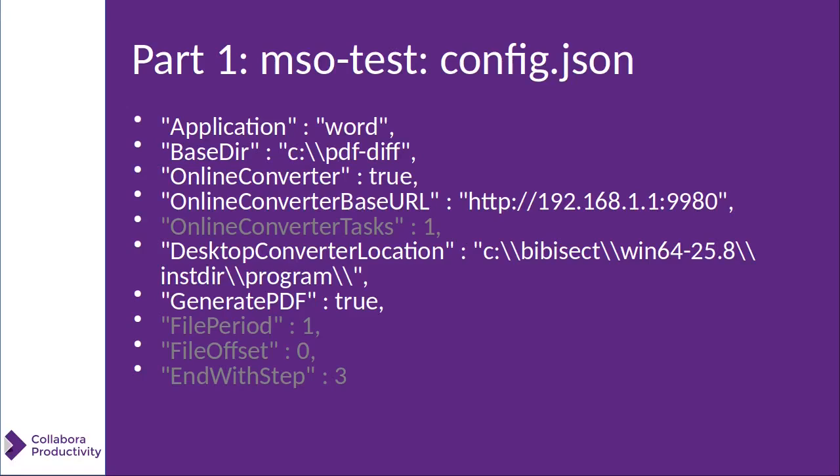Running MSO test itself to generate the PDFs is quite simple. The only thing we really have to worry about is the settings in our config file. So MSO test will run separately on Word documents, Excel documents, and PowerPoint documents. And so those are the three options that can be provided to the choice application. The base directory is where it's going to find the files and put the output results. And then we can run this either against an online tool like Collabora Online, and provide it with a web URL, or we can say this is false and provide it with a desktop binary version. Okay, so let's just see a demo of this running in action.